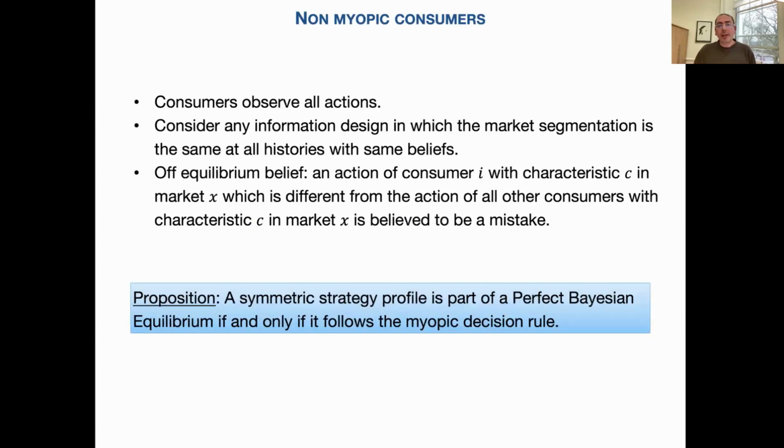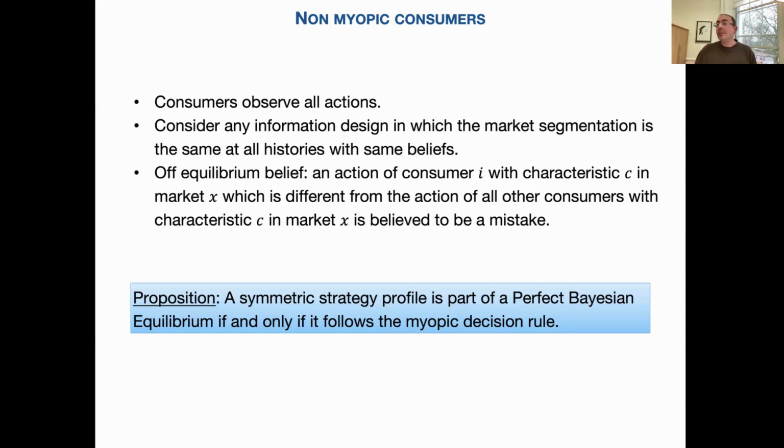So let me just tell you a couple of extensions. First of all, you may wonder what happens if consumers are non-myopic. Now here it is actually clear that in our game, there is always an equilibrium where consumers behave myopically.